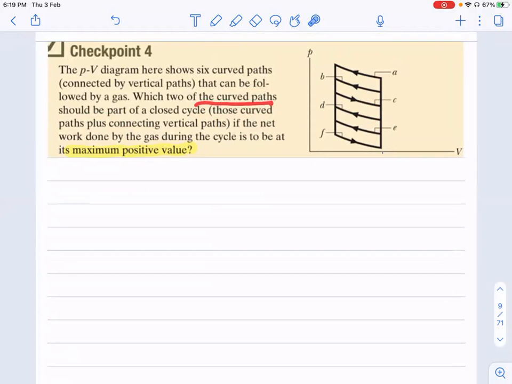तो क्या था? Which of the 2 curved paths showed by the part of the closed cycle, if the net work done by the gas during the cycle is to be at its maximum positive value, maximum positive value में maximum area होना चाहिए। maximum area कौन से पाथ के लिए बोलो? maximum positive वर्क के लिए एक तो क्लॉकवाइज होना चाहिए, एरो शुड बी क्लॉकवाइज, और मैक्सिमम एरिया, 2 कंडीशन। तो कौन से 2 पाथ में एरोस क्लॉकवाइज है और मैक्सिमम एरिया कवर हो रहा है?